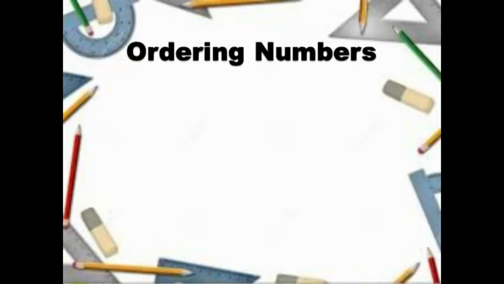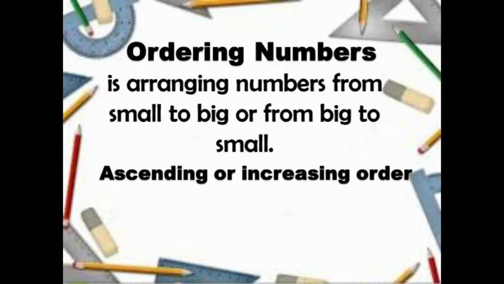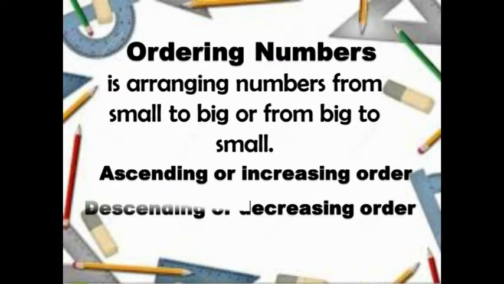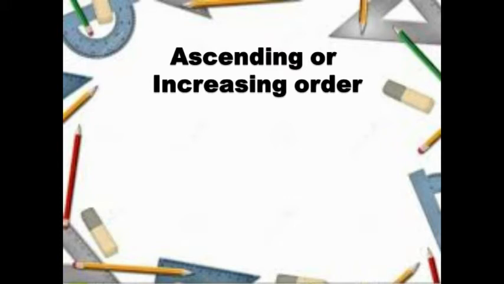Ordering numbers is arranging numbers from small to big or big to small. We call this the ascending or increasing order and descending or decreasing order. So let's talk about the ascending or increasing order. This is also known as arranging numbers from least to greatest.